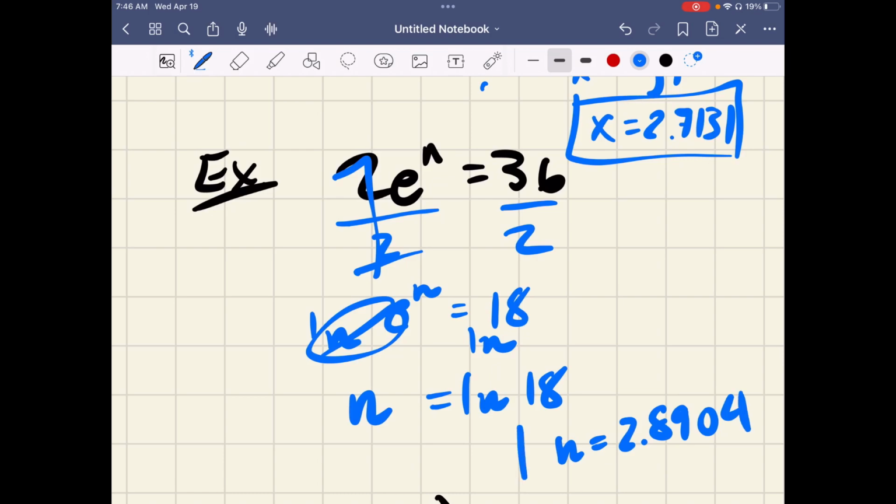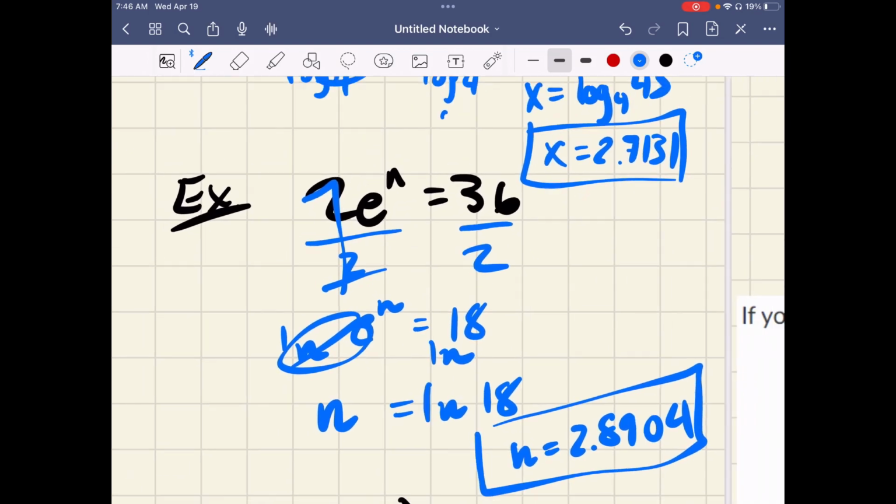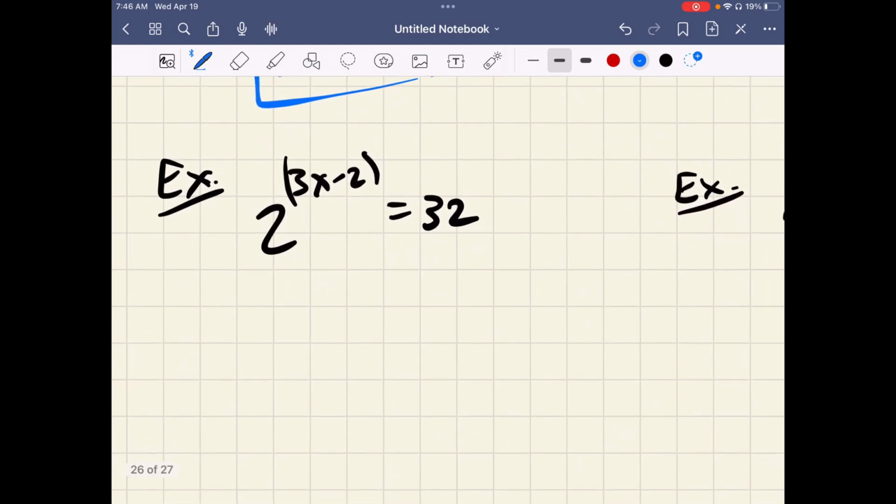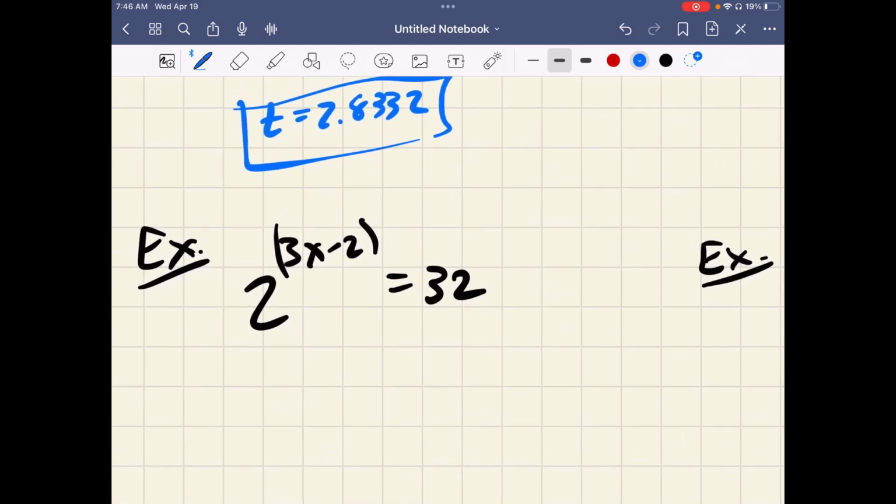All right, 2 more examples here. This one's a little bit different. So now in my exponent, instead of just having a variable, I have an expression up there, but I'm still going to follow the same exact rules, right?